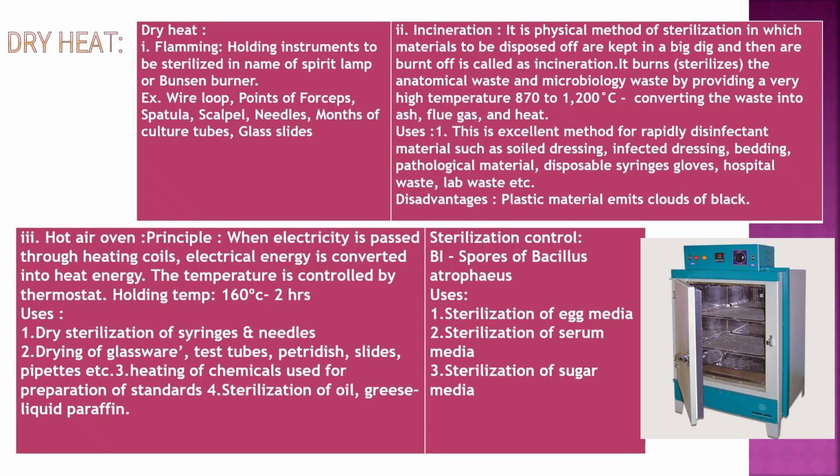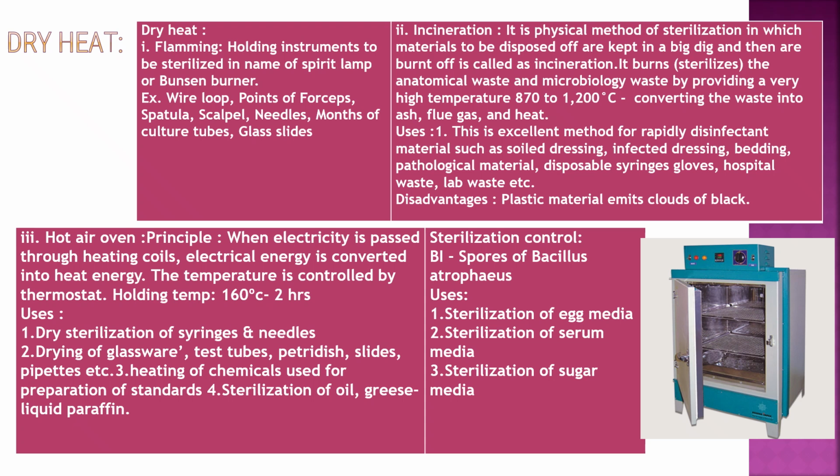Dry heat. Examples are flaming, holding instruments to be sterilized in the flame of a spirit lamp or Bunsen burner. Examples: wire loop, points of forceps, spatula, scalpel, needle, mouths of culture tubes, glass slides. The second method is incineration. It is a physical method of sterilization in which material to be disposed of is kept in a big bin and burnt off.